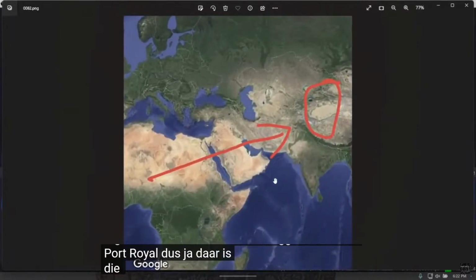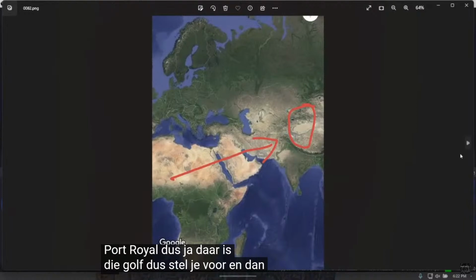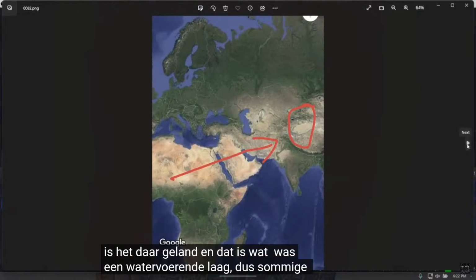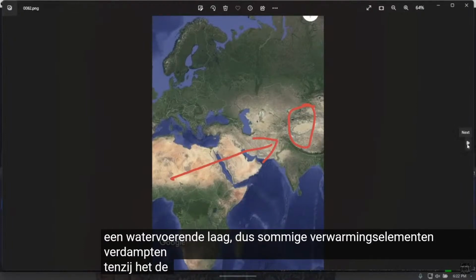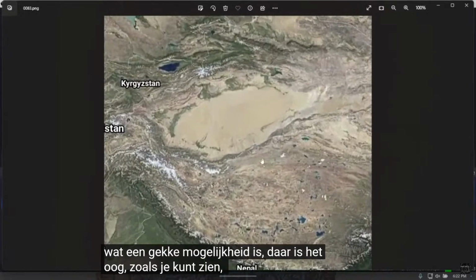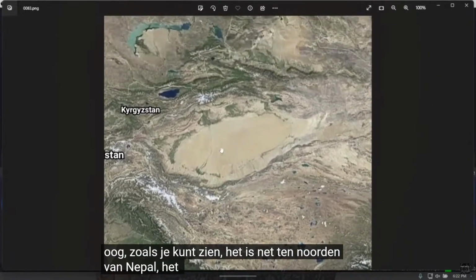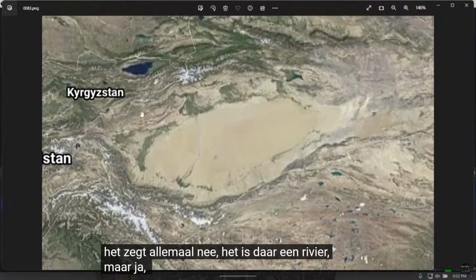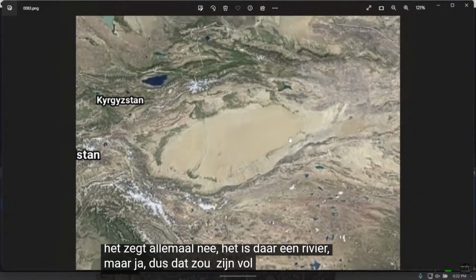So yeah, there's that swathe there. So imagine it's landed there, and that is what was an aquifer. So some heat has evaporated it, unless it is under the Gobi Desert, which is crazy. A possibility. There's the eye there. As you can see, it's just north of Nepal. It's all sand now. There's a river there, but yeah, so that would have been full of water, I guess.